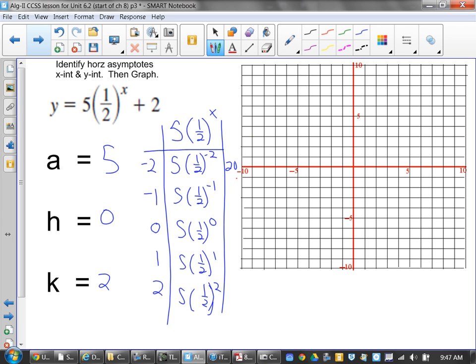next one is at 10, 5, 5 halves. 5 fourths. Oh, block 10, not 5, 5.